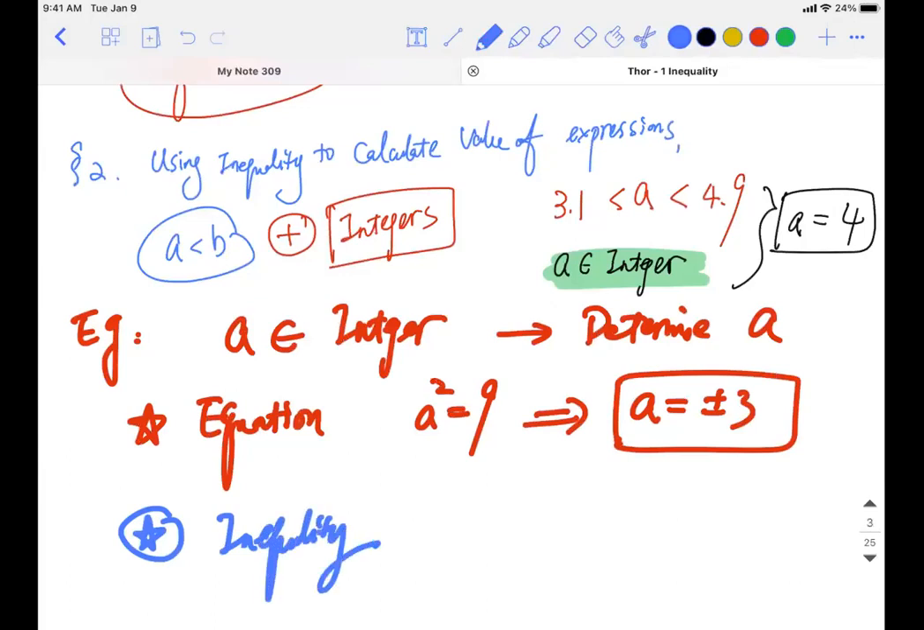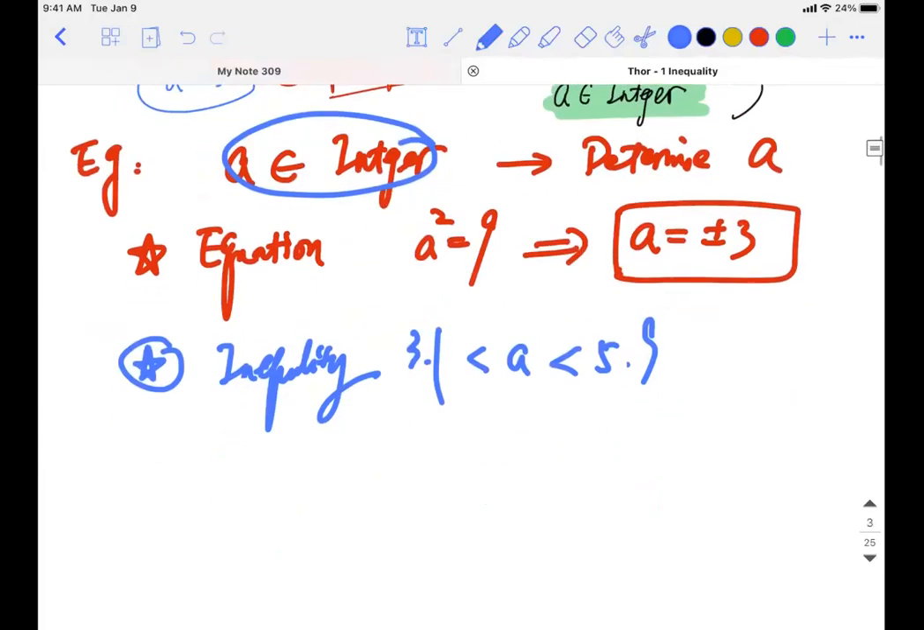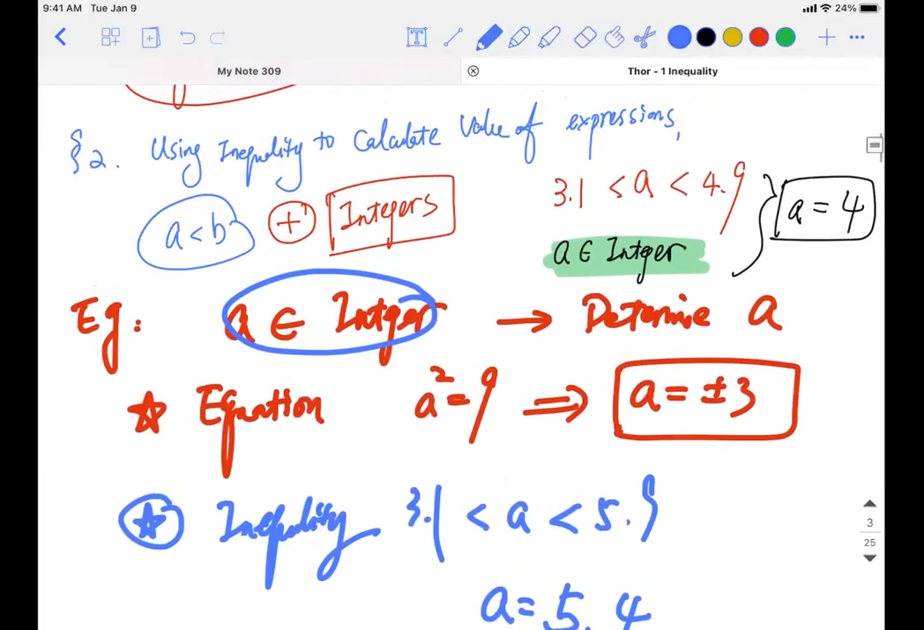Like I said, in the inequality, you won't be able to determine the value of a, but instead, you might find a range, like I said. You might find a range of a, but a is already constrained to be an integer, then you will be able to list out all the values of a. a can be 3, a can be 4, a can be 5. So that being said, this is something very understandable, but it really gives you a direction.